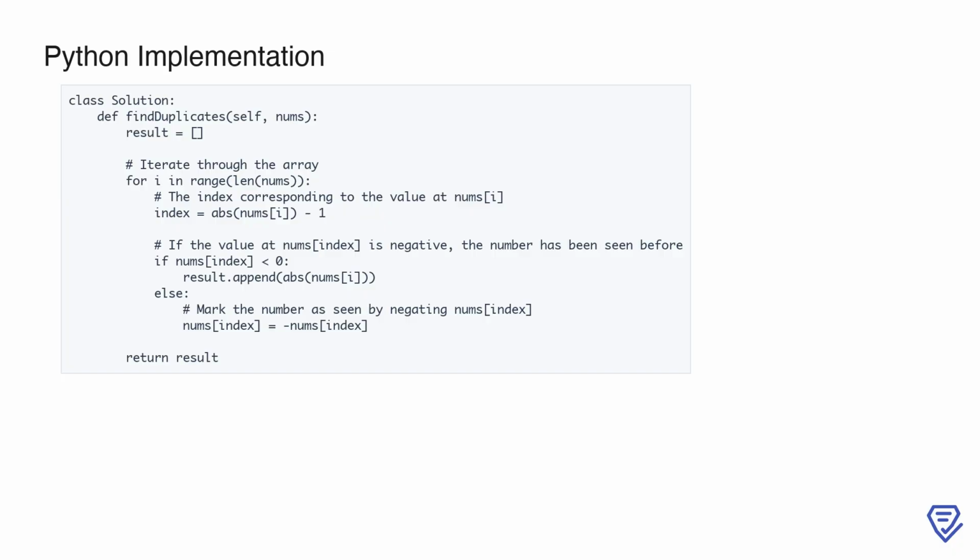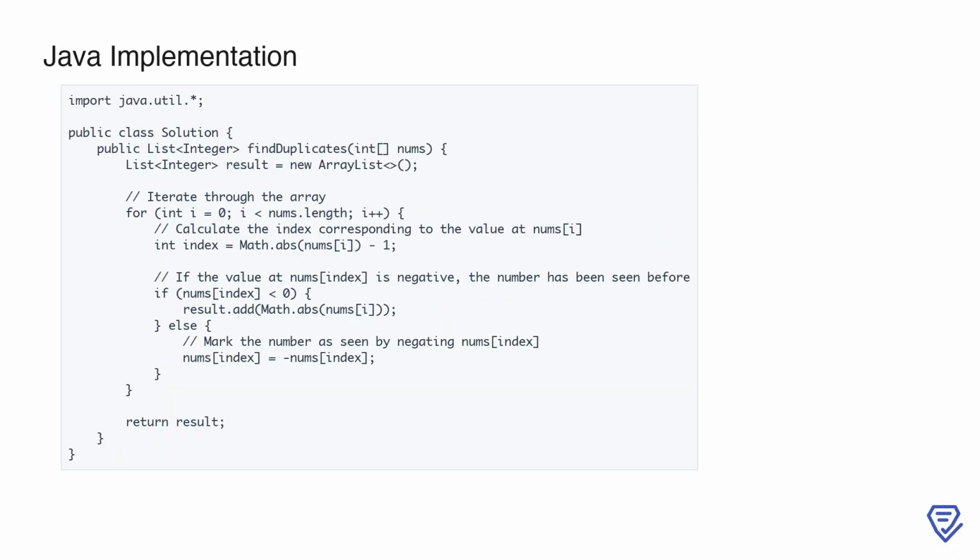Edge case handling. If the input array is empty, the loop does not execute, and an empty list is returned. If there are no duplicates, the result list remains empty and is returned as such. This approach is efficient and adheres to the constraints of the problem, making it a robust solution to identify duplicates in an array. This is the Java implementation for LeetCode problem number 442, find all duplicates in an array.